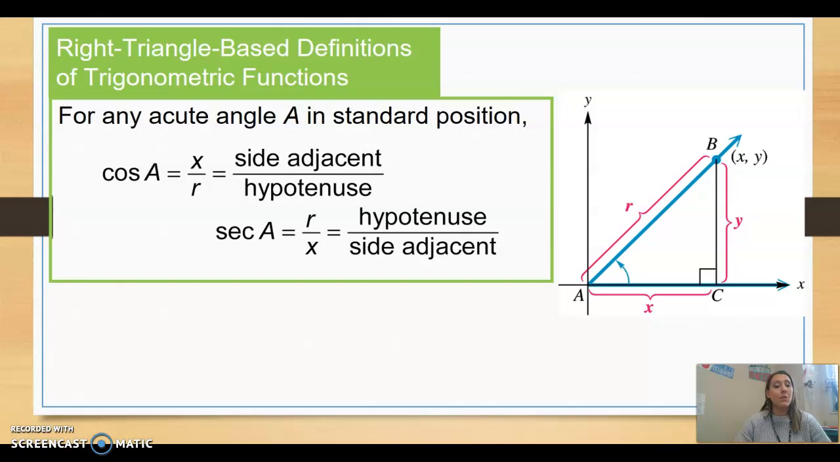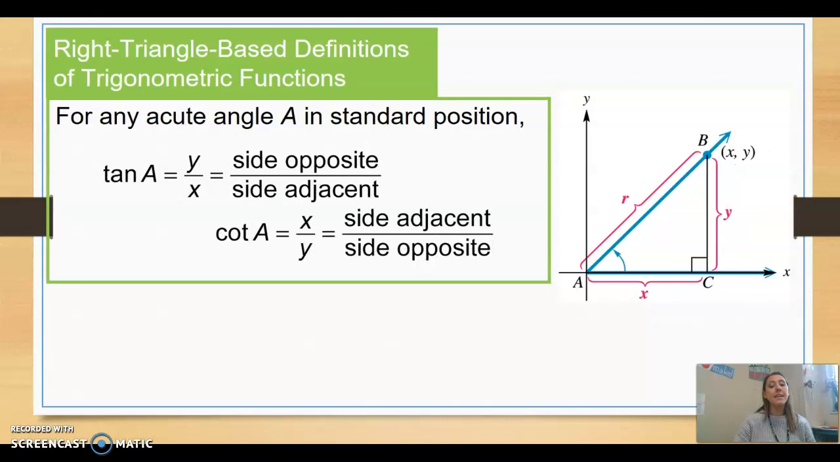We're going to do the same thing for cosine. So the cosine of A is going to be the adjacent. The adjacent side of an angle is the side that shares, helps make part of that angle. It's adjacent, so sharing it. So the adjacent is going to be that x, and then the hypotenuse is still the hypotenuse. And then the reciprocal of cosine is secant, so we flip it. And then the last one is tangent and cotangent. So we're going to go ahead and put those in our notes.